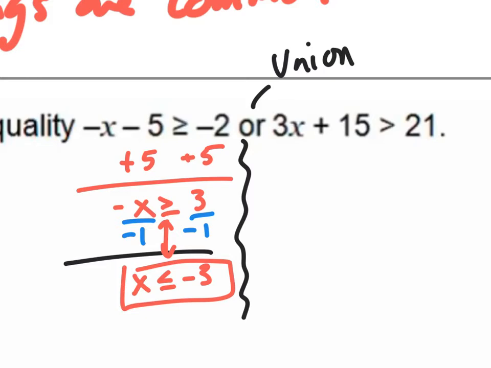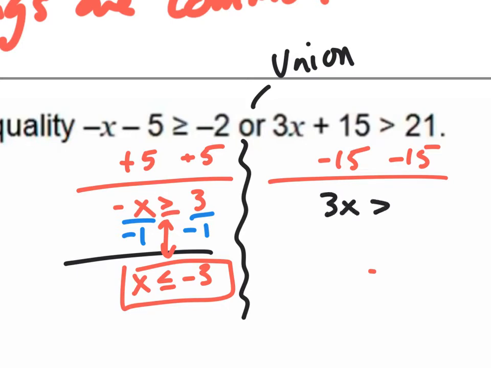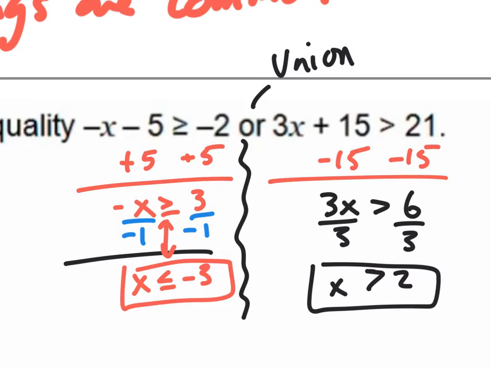Let's work on the other one. I'm going to subtract 15 from both sides, so then I'm going to end up getting 3x is greater than 6. Divide by 3, divide by 3. It's a positive number, so I don't have to do anything with it. That's nice. x is greater than 2. Okay, now check this out.